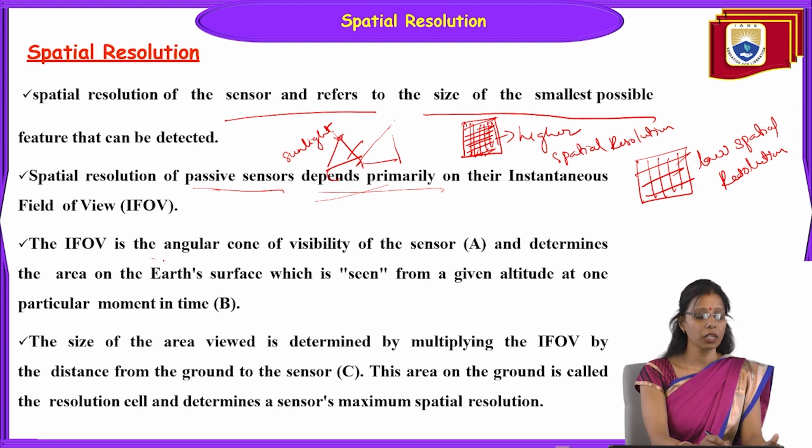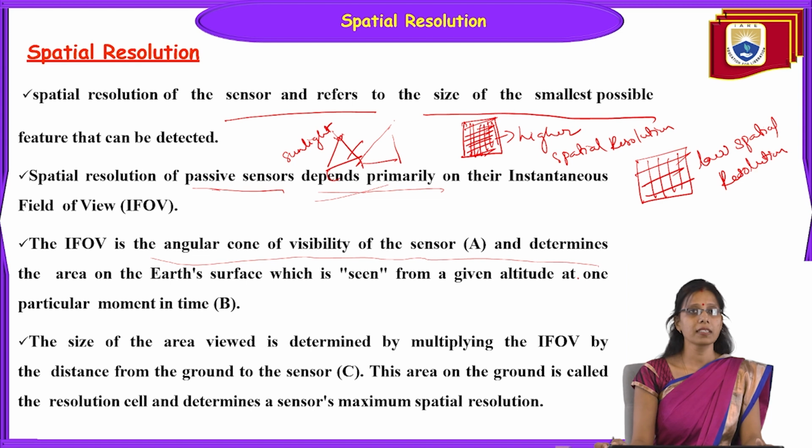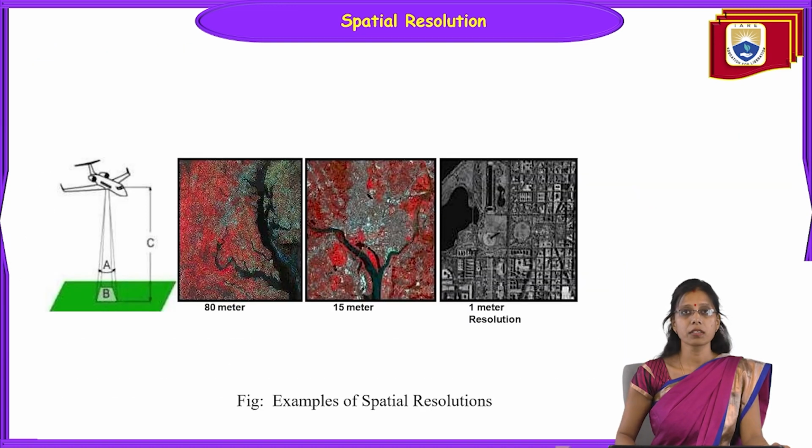IFOV is the angular cone of visibility of the sensor and determines the area on the Earth's surface which is seen from a given altitude at one particular moment in time. The size of the area viewed is determined by multiplying the IFOV by the distance from the ground to the sensor. This area on the ground is called the resolution cell and determines the sensor's maximum spatial resolution. So that all depends on the number of pixels.